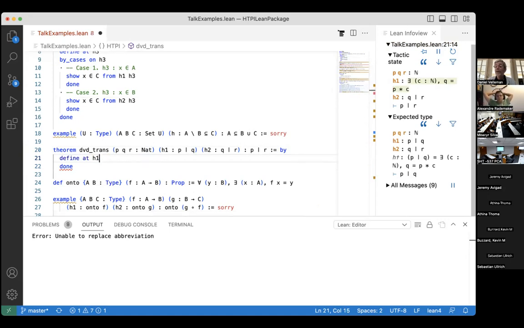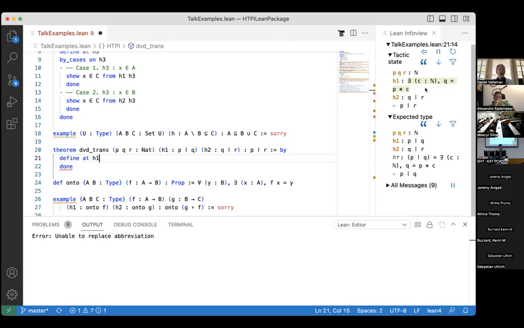I hope everyone can see this. It's actually on my screen, it's a little bit covered up, but I hope everyone can see the meaning of divides is there exists a natural number C so that Q equals P times C. So in other words, P divides Q means Q is a multiple of P. Q is P times something.